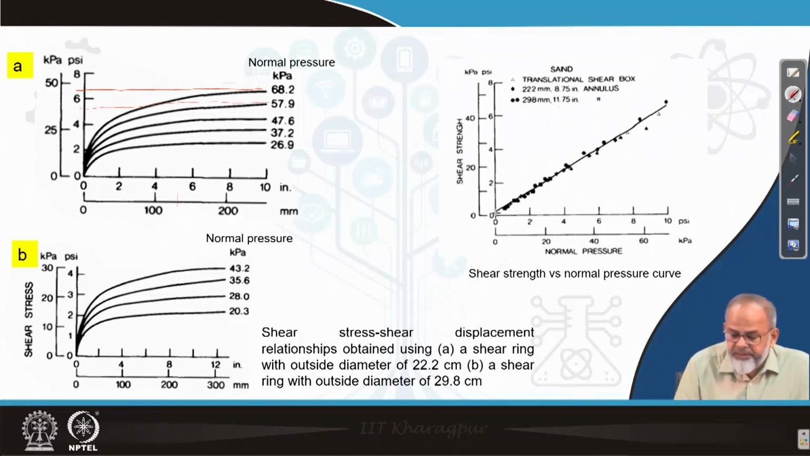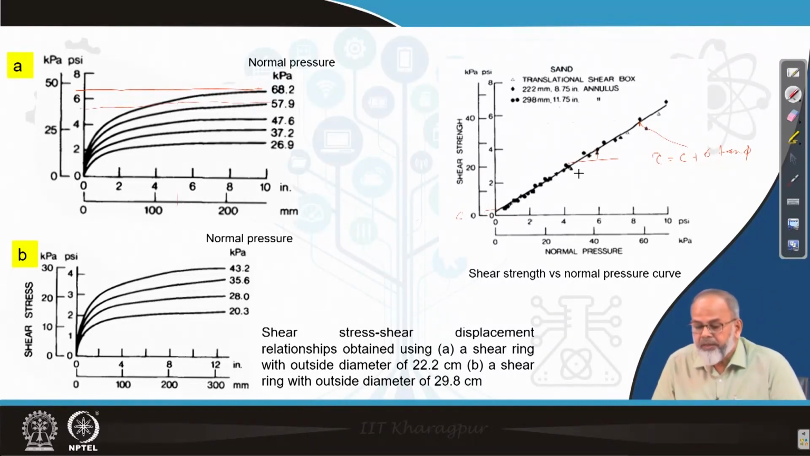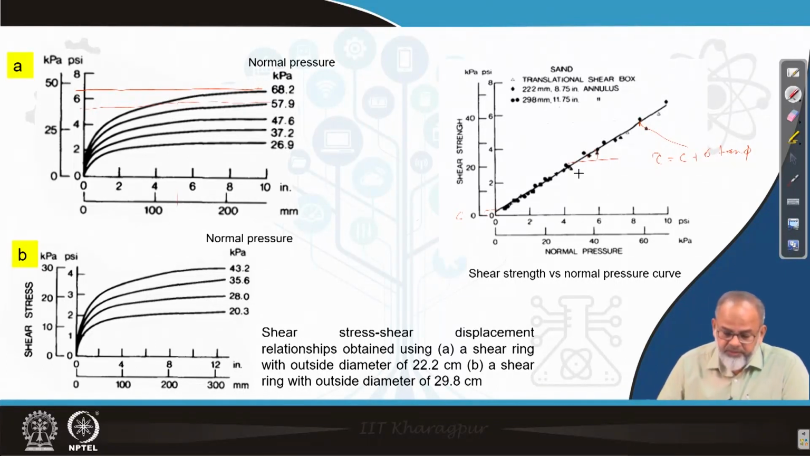Now if you best fit this line and extend it to touch the y-axis, you will find it has some intercept and some slope. So now if you look at Coulomb's equation, tau is equal to C plus sigma tan phi. If you fit this equation to this line, then the intercept is nothing but your cohesion and the slope is nothing but your angle of internal friction. So this is how we find out shear strength at different normal pressures, and from there we find out the values of C and phi for a given soil.